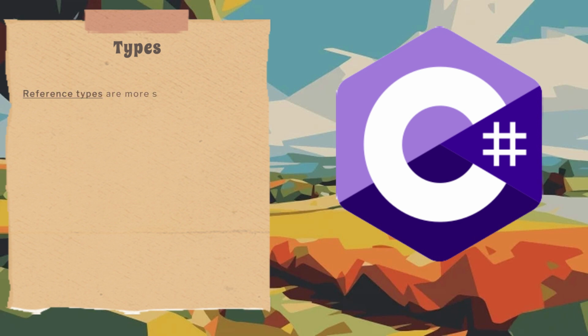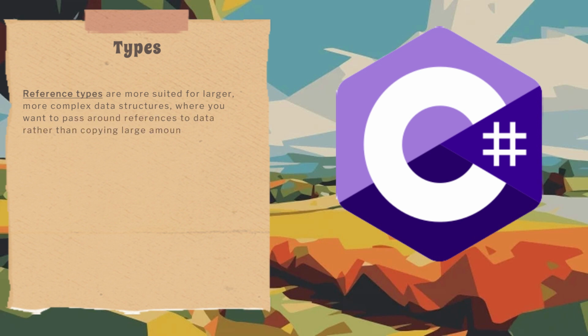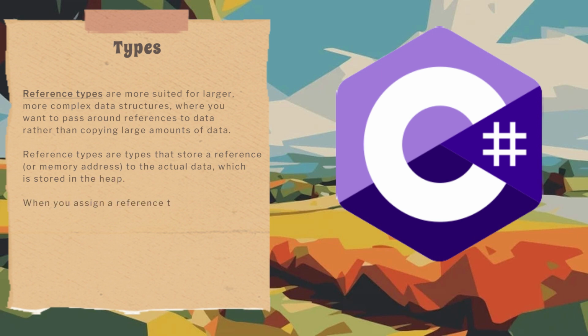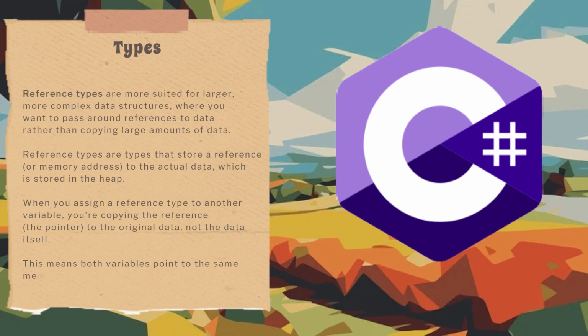Reference types are more suited for larger, more complex data structures, where you want to pass around references to data rather than copying large amounts of data. Reference types are types that store a reference, or memory address, to the actual data, which is stored in the heap. When you assign a reference type to another variable, you're copying the reference, the pointer, to the original data, not the data itself. This means both variables point to the same memory location.